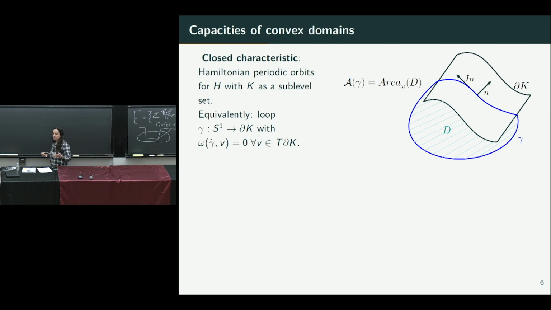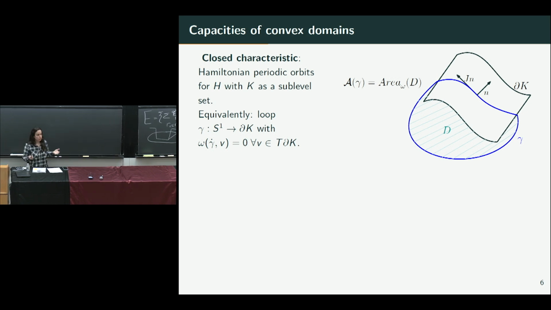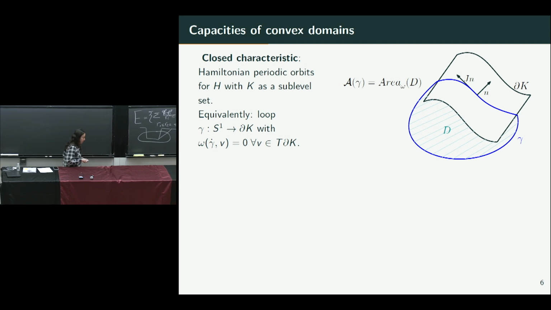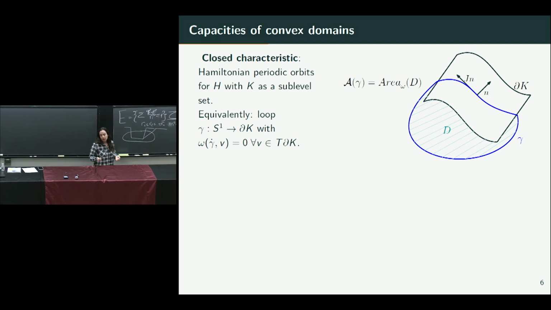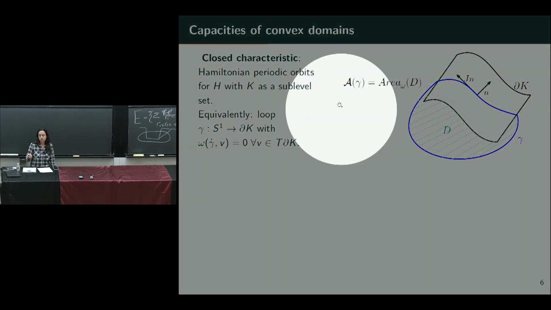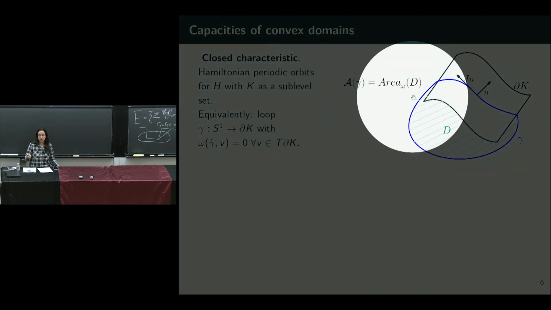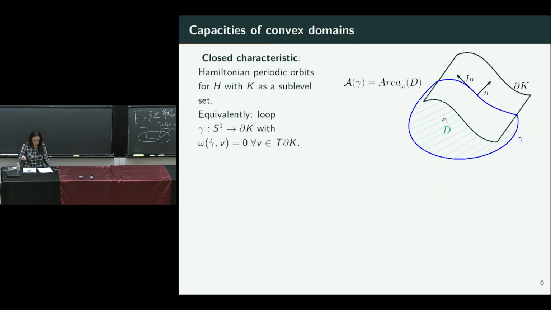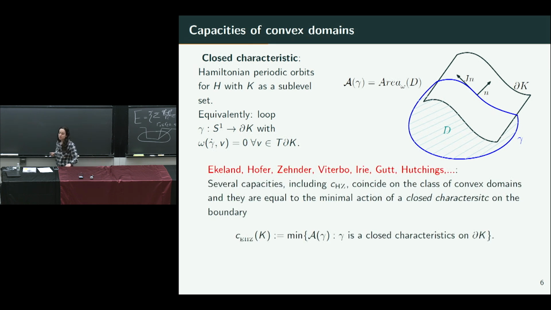And now I'll look for closed orbits of this vector field. So this would be my gammas. And I could define the action as the area of a disk, any disk, enclosed by this loop when measured with respect to the symplectic form. Okay, so this is how action is being defined.